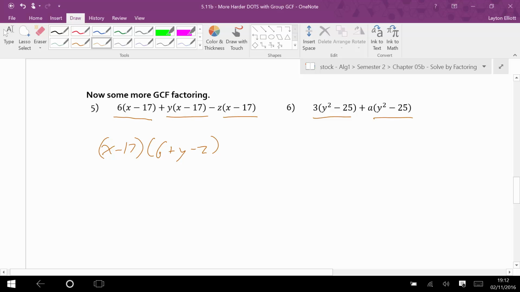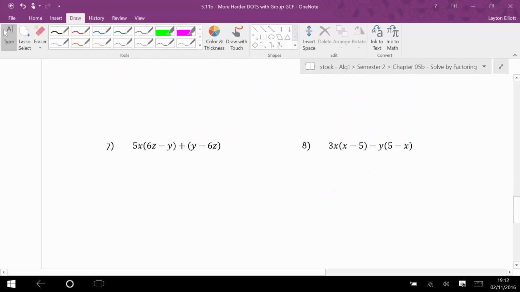In this one, I'm going to bring out a y squared minus 25 from the 2 sets, and I'm leaving behind a 3 plus a. But this can go further, and that can become y minus 5 and y plus 5. And 3 plus a is just going to stay 3 plus a, or you can put a plus 3. Doesn't matter.